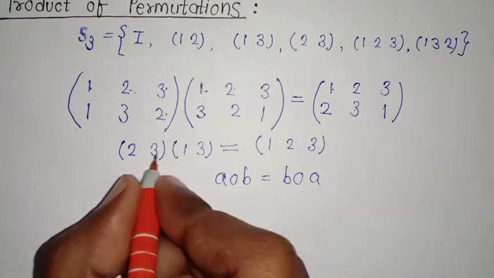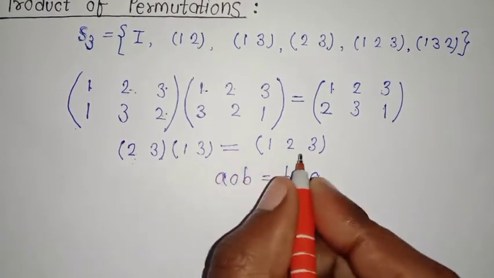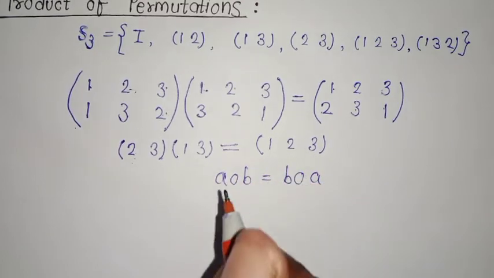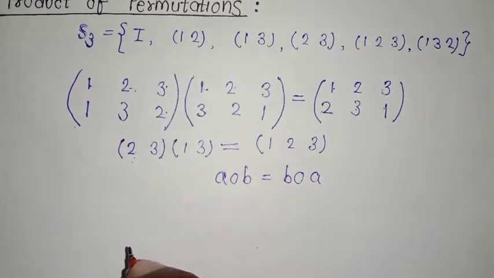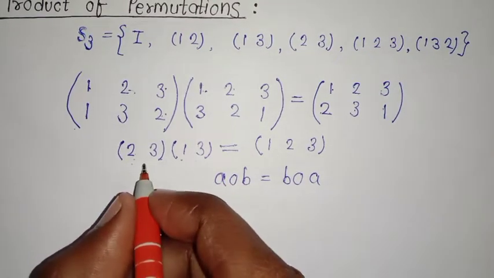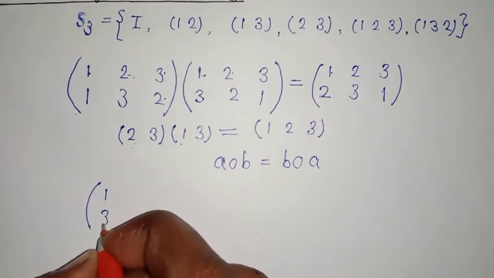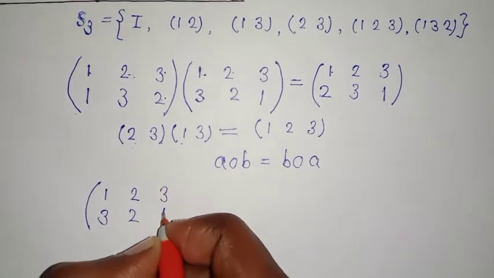So if we have taken (2, 2, 3, 1, 3), then if we take (1, 3, 2, 3), that should be the same as this cycle. Then we can say that S3 forms an abelian group. So we will check what is the result if we take (1, 3) first and (2, 3) at the second position. So I am going to write (1, 3)(2, 3).